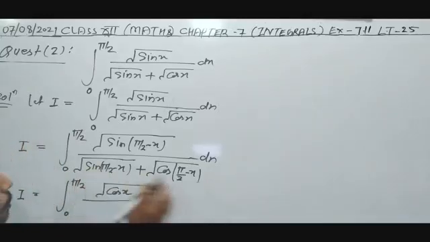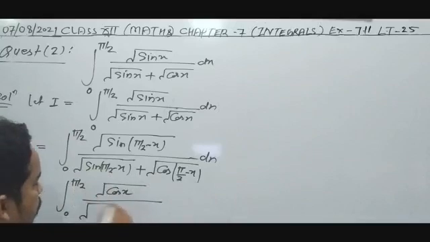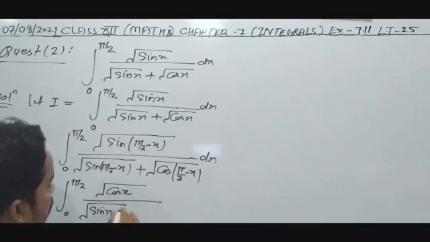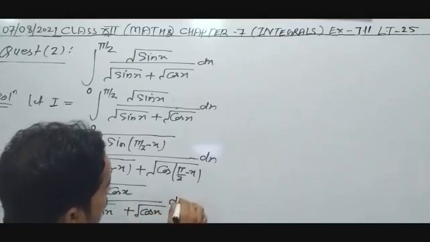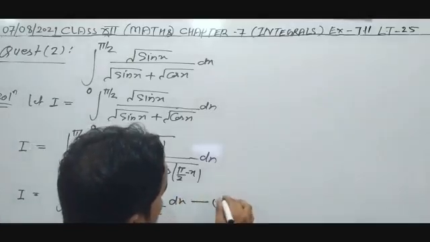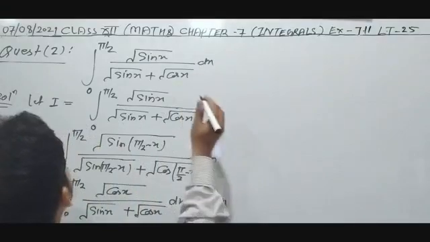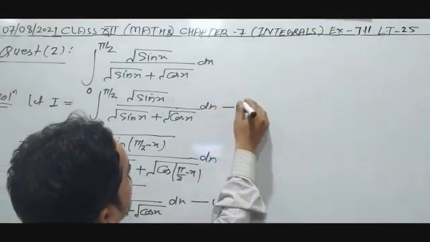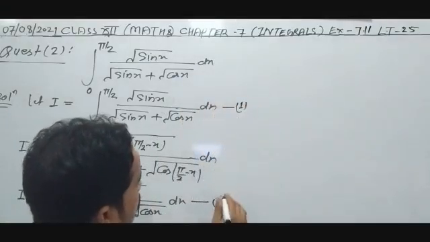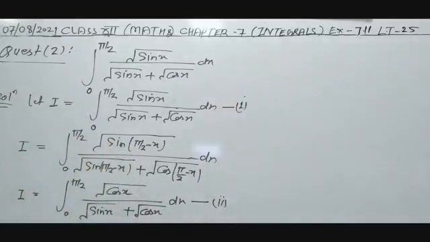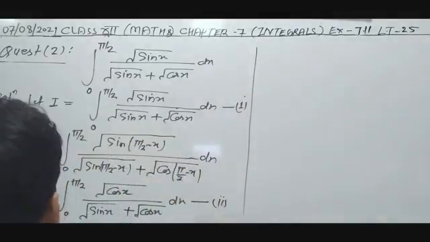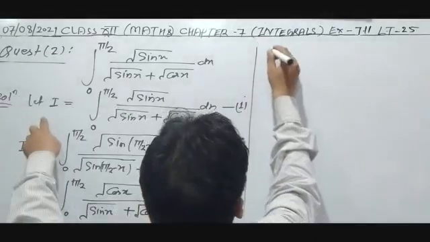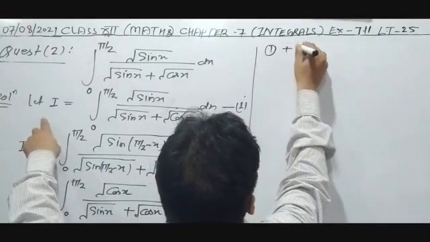So the commutative property with respect to addition is verified, so we can write the denominator as root over sin x plus root over cos x dx. Now this is equation 2 and this is equation 1. Consider this is equation 1 and this is equation 2. So adding equation 1 and 2. Now see, equation 1 plus equation 2.